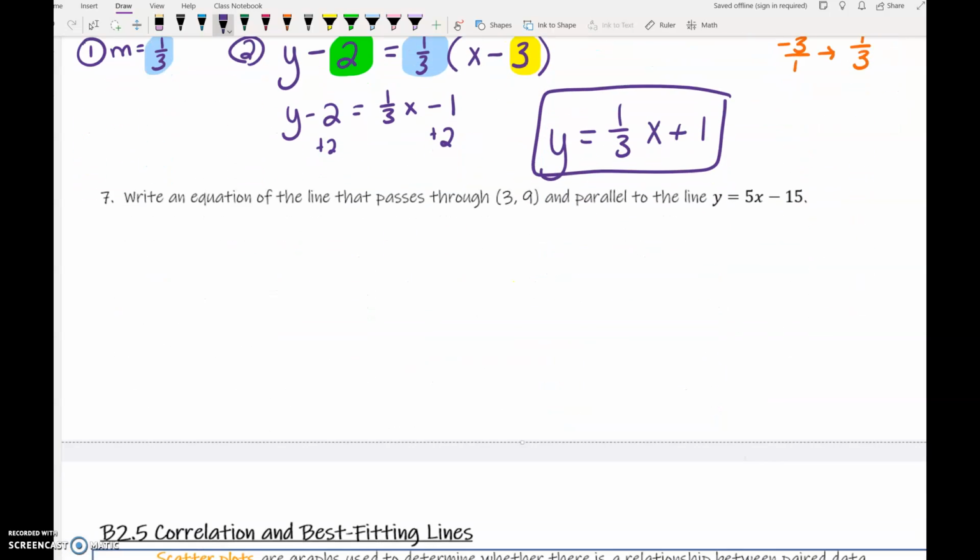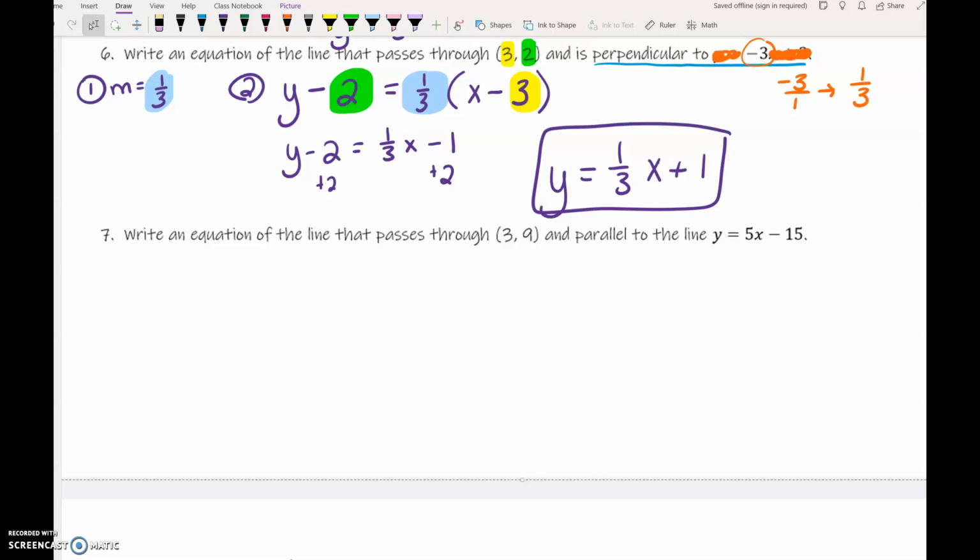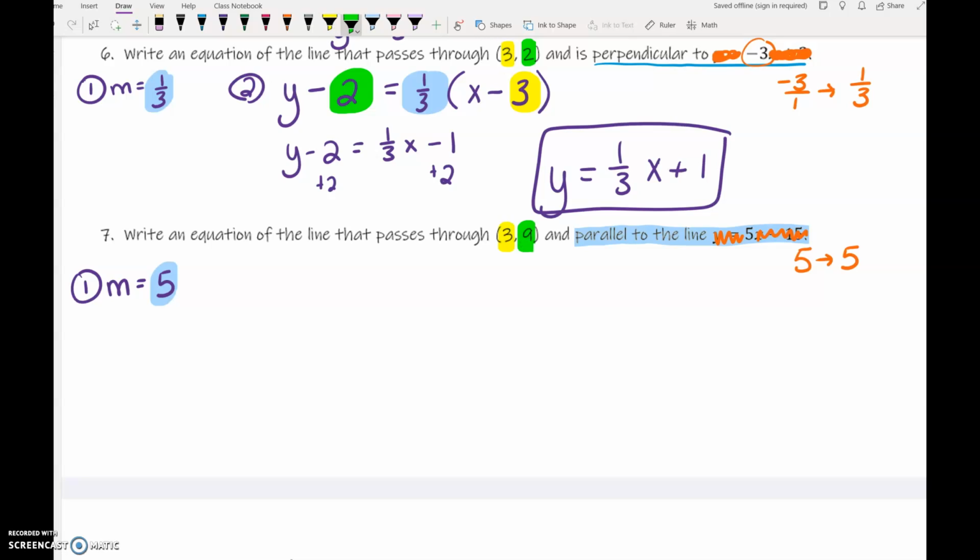Okay, number 7, I want you to try almost entirely on your own. What's the biggest difference that you see? It says parallel to the line. What's the slope in this line? 5. So take everything else away. If the original slope is 5, what's the parallel slope? Same. Your slope is 5. Parallel slope is the same. So your slope is 5. Your point is 3, 9. I want you to do this entire thing on your own. Pause the video and have fun.